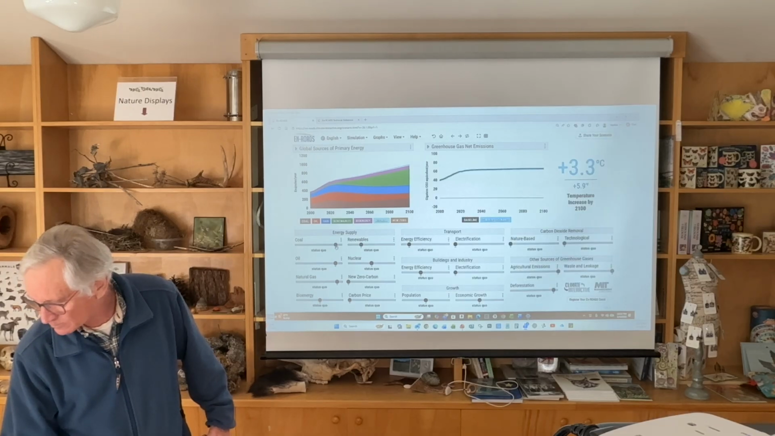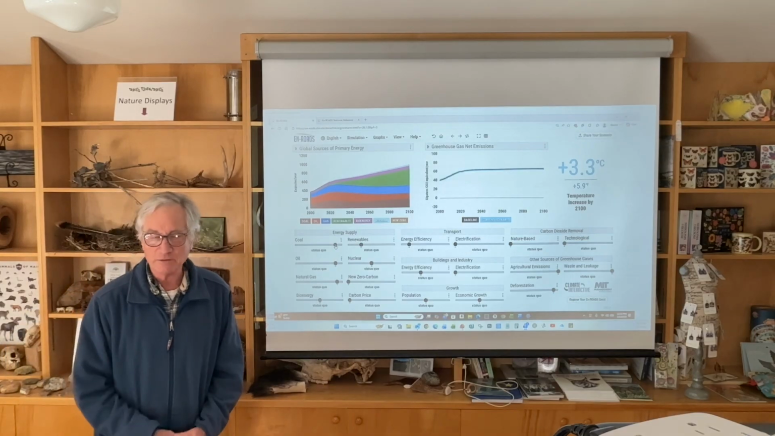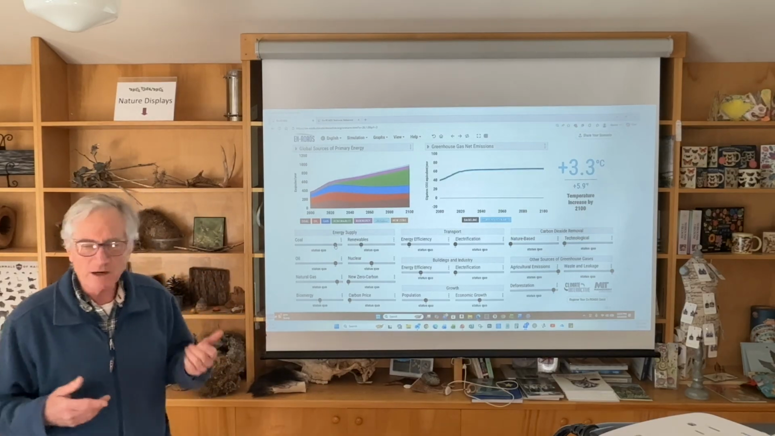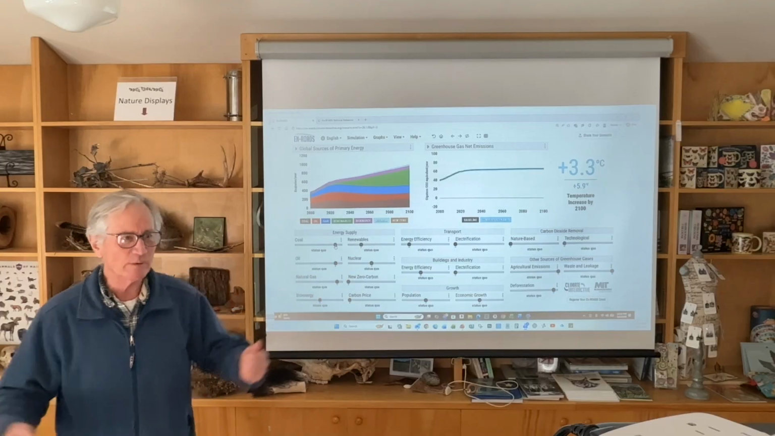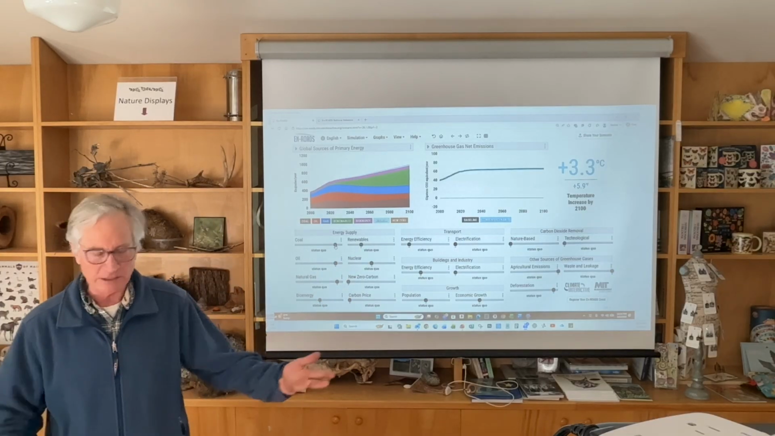What happens to this curve here? You get a slight drop in that, and you get a slight drop in the temperature at the end of the century. So that's just an obvious thing: of course we've got to stop burning coal, because it's the biggest polluter. More CO2 per unit of energy than any other source.